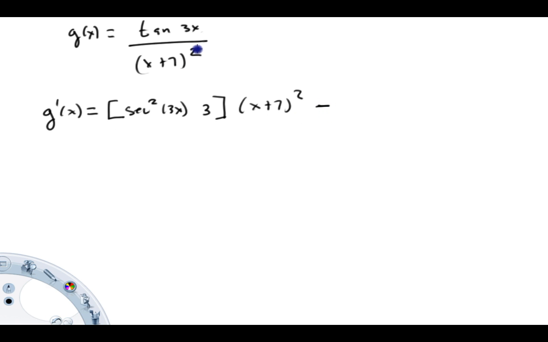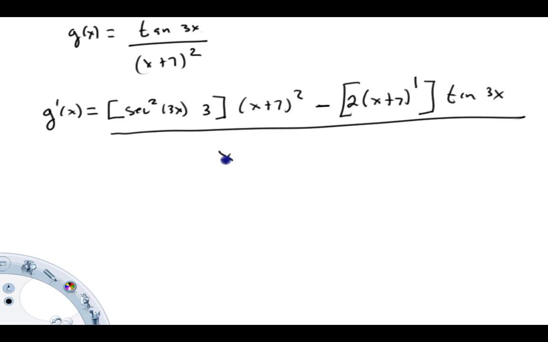Minus. Now we have to differentiate the bottom. And again, the outer function here is the square part. So the derivative of that is going to be 2 times x plus 7 to the first power. So I'm differentiating the square part, bring down the 2, subtract 1 from the power. So that is the derivative of the bottom, and then times the top, tangent of 3x. And then that's all over the bottom squared. So that's going to be x plus 7 squared, which is going to make that a 4.